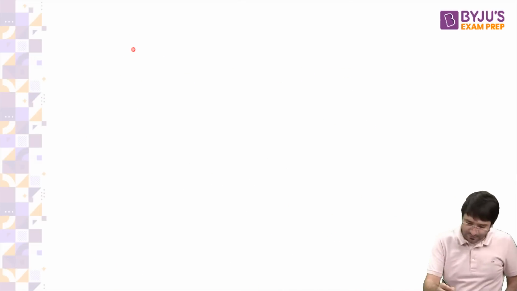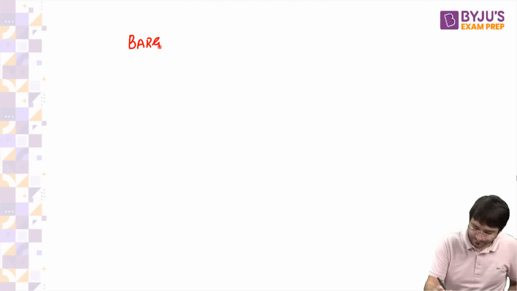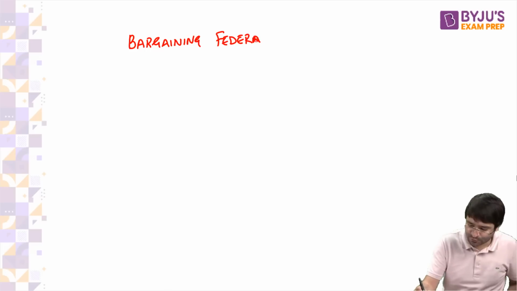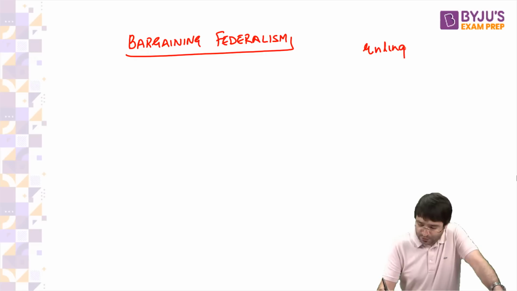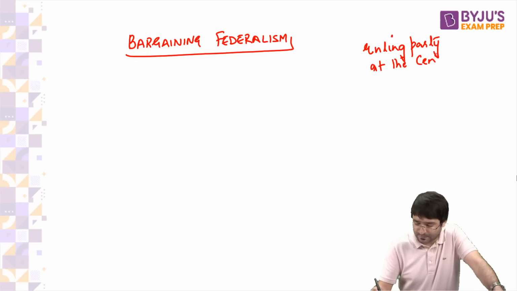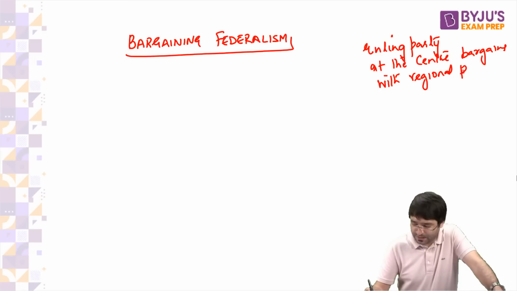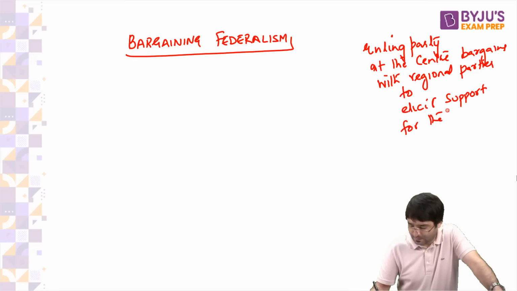It will now bargain. And that is what we call bargaining federalism, where the ruling party at the center bargains with the regional parties to elicit support for the passage of bills in Parliament.